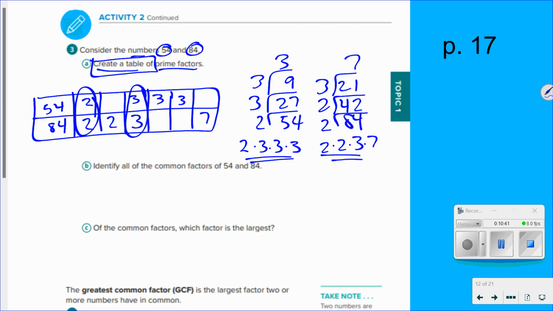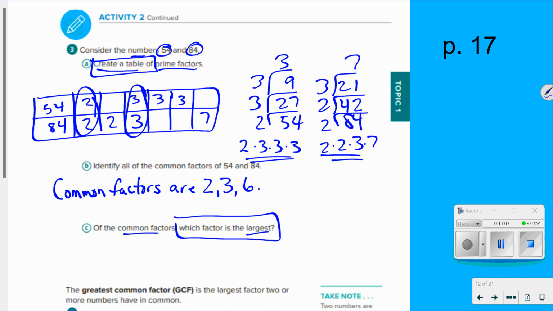Ben? 6. Because 2 times 3 is 6. So, common factors are 2, 3, and 6. Of the common factors, which is the largest? So there's our question.